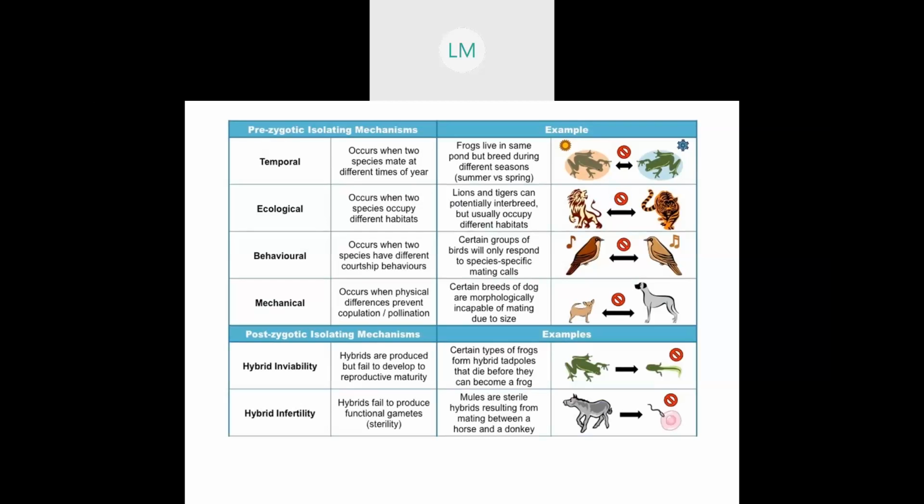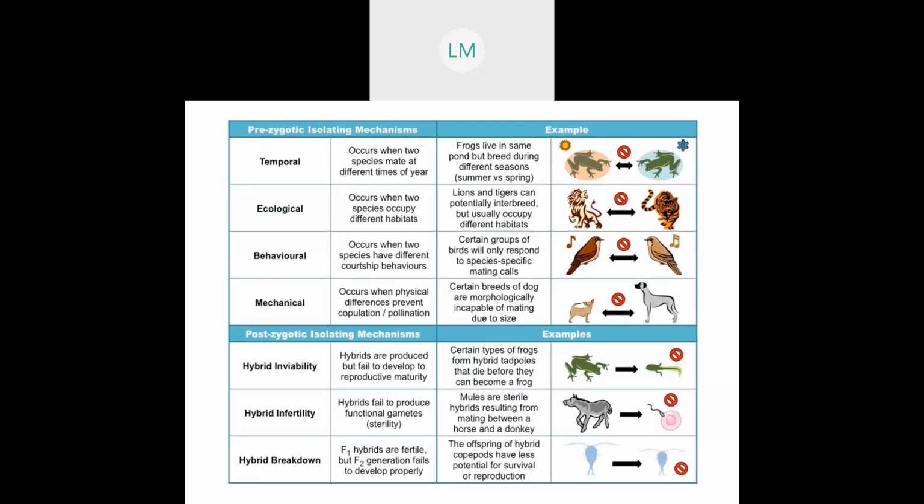Another example is hybrid infertility. So our hybrids are produced, they are developing to reproductive maturity, but they don't produce gametes that are functional. They are sterile. So the classic example of this is a mule, right? A mule is a result of a mating between a horse and a donkey. But this hybrid mule is infertile. They are sterile. You can't mate a mule with another mule and get more mules. It's not how it works. They're completely sterile. So this is another post-zygotic isolating mechanism, this hybrid infertility.